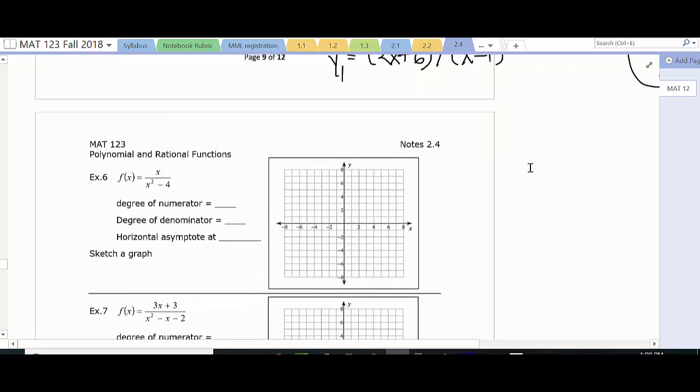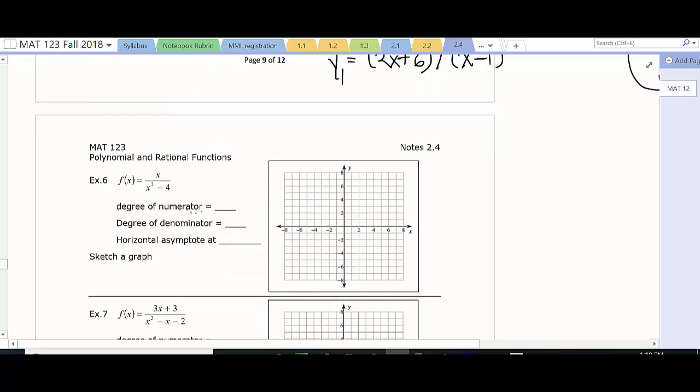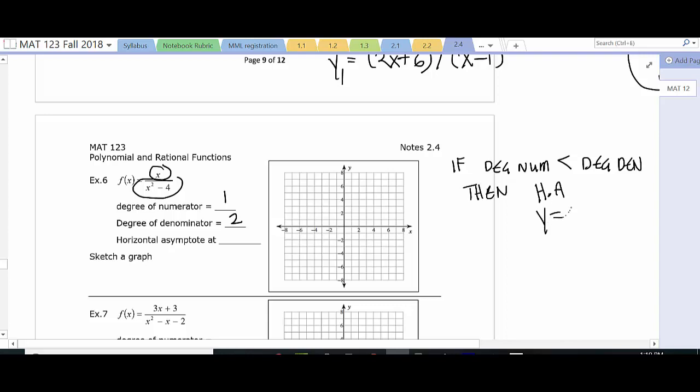And what happens on this is the degree of the numerator. So look at the numerator. The highest power of x is what? 1. How about the degree of the denominator? What's that? 2. Okay? So you got to know what I mean by a degree. So here's what we have. And you don't need to write this down, but this is what you're going to go through. If the degree of the numerator is less than the degree of the denominator, then your horizontal asymptote is going to be y equals 0.